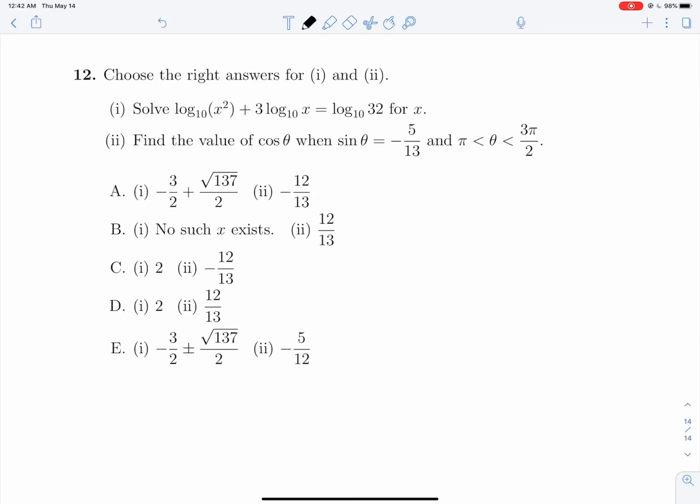Question 12. Choose the right answers for number 1 and 2. That's kind of hilarious. I haven't seen another question in all Purdue Math where they tell you specifically to choose the right answers, so make sure not to choose the wrong answers.